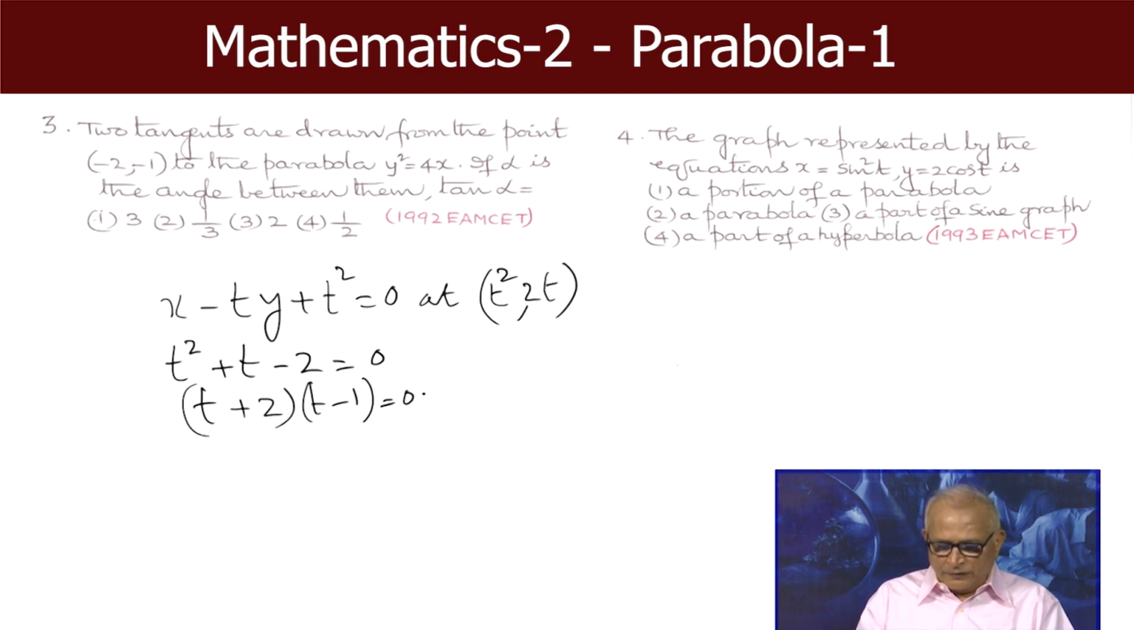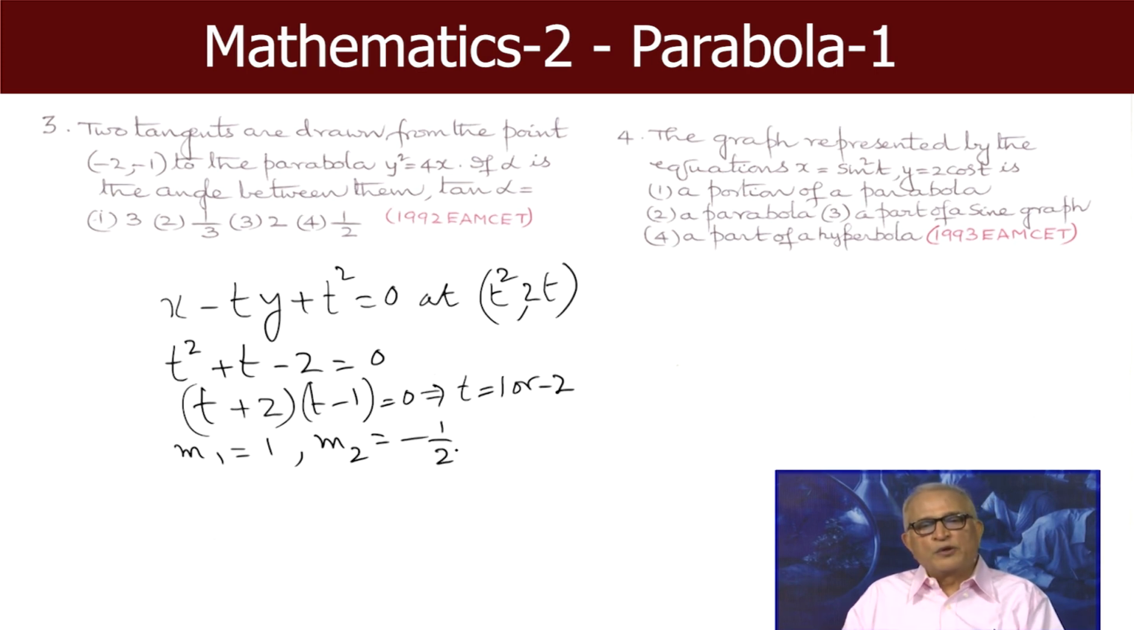So t = 1 or -2. But what is its slope? Slope of the tangent is 1/t. So slopes of the two tangents that can be drawn from (-2, -1) to the parabola are the values of 1/t when t = 1 and t = -2. So slopes are m1 = 1/t1 = 1, m2 = 1/t when t = -2, minus half. So these are the slopes of the two tangent lines that can be drawn from (-2, -1) to the parabola.